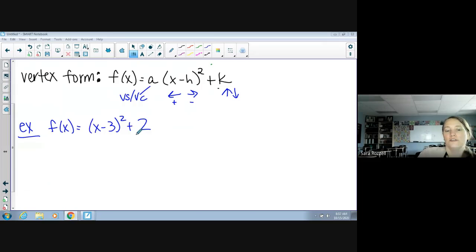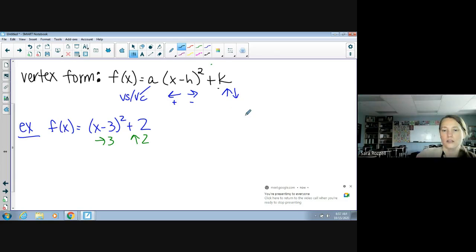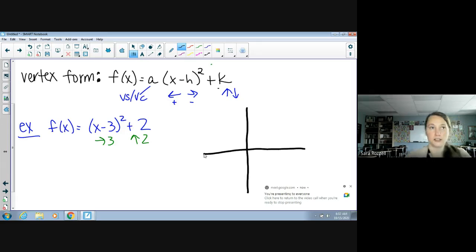All right, so if you see something like this, we know that it's going to move which way because of the stuff in the parentheses? We're going right 3, and we're also going up 2. So we're taking our x squared graph and we're going to shift it that much. So we need to know where our points go after we get our vertex.